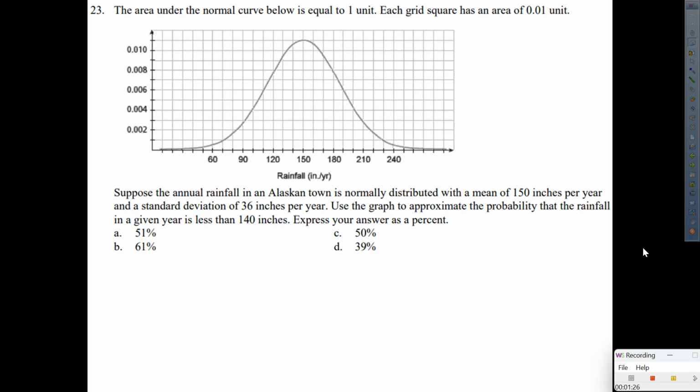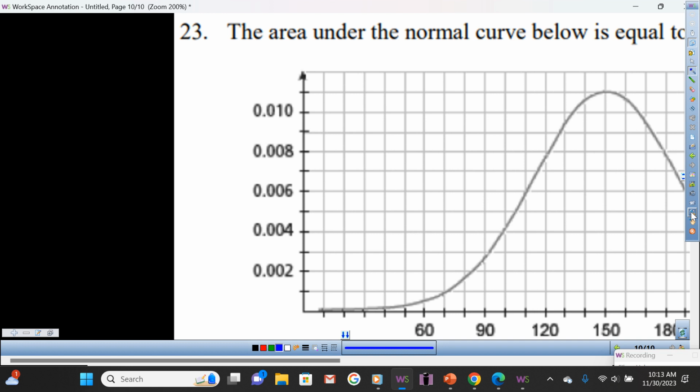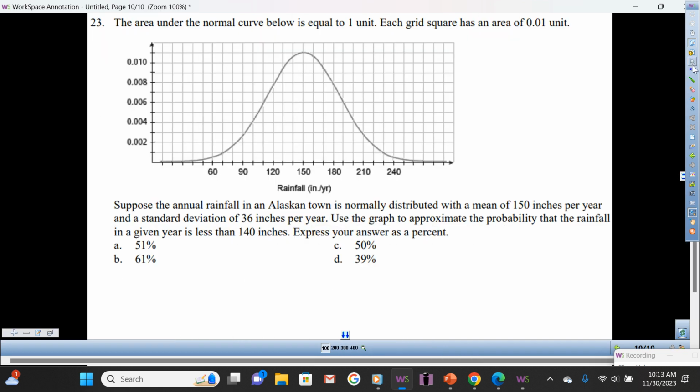All right, here we go. Number 23. It reads, look up please: the area under the normal curve below is equal to 1 unit. Each grid square has an area of 0.01 units. But look at the answers. They give us the answers in percentage. On your paper, write down number 23, and I want you to sketch a bell curve.